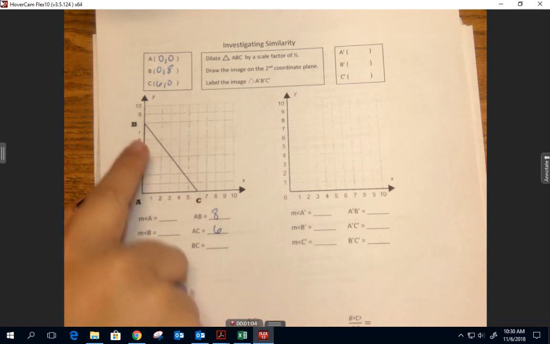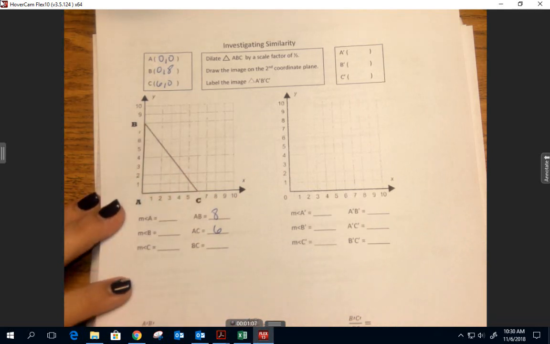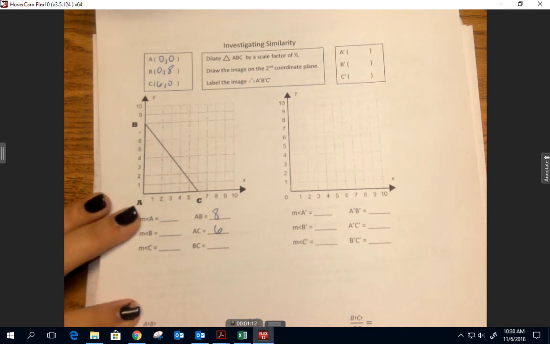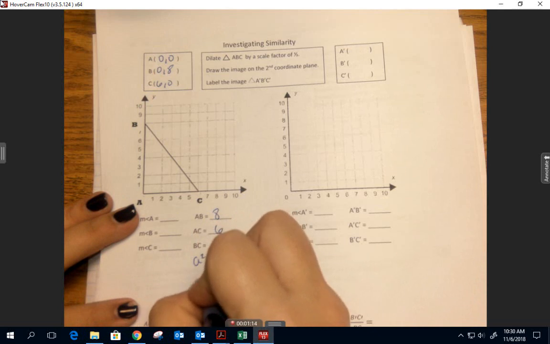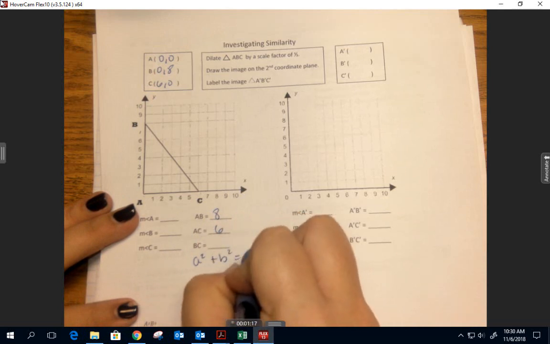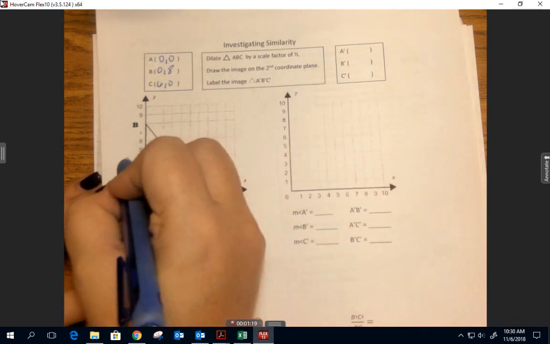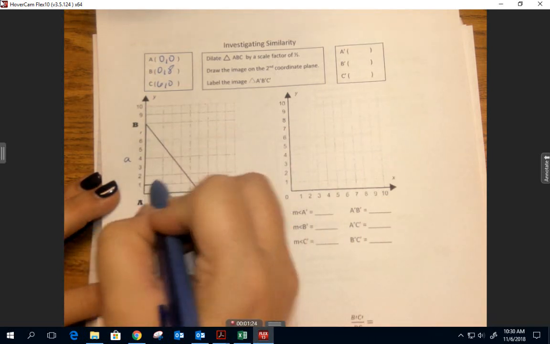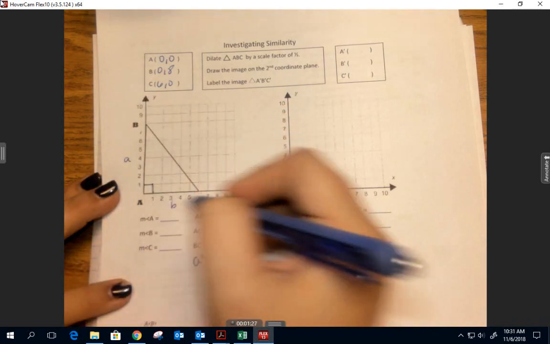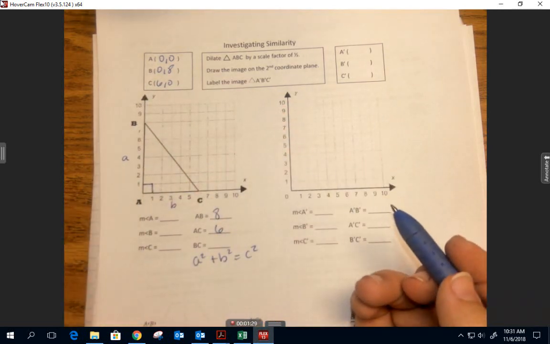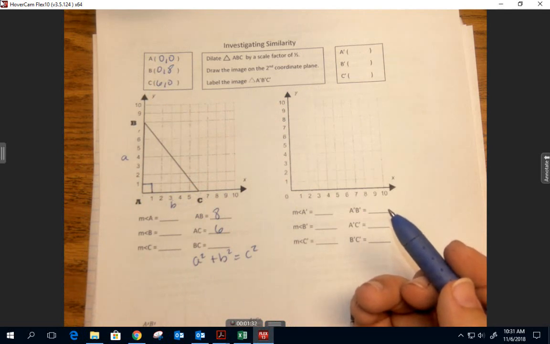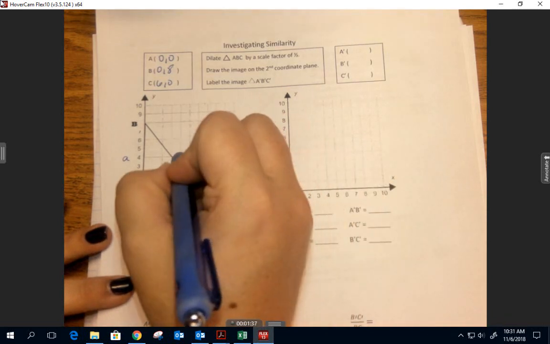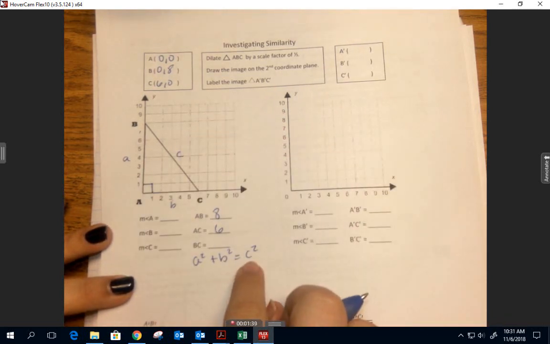But how am I going to find B to C? If you're yelling out Pythagorean theorem, you are correct. Remember, Pythagorean theorem is a squared plus b squared equals c squared. Remember, our legs are A and B. Well, how do I know I can use this? Well, this is a right triangle, and I know this because my x and y axis create a 90-degree angle because they are perpendicular to one another. So I can use the Pythagorean theorem, and this is C. That's what we're looking for.